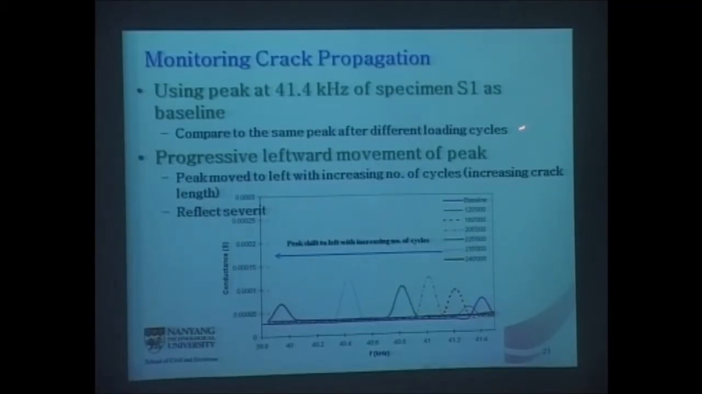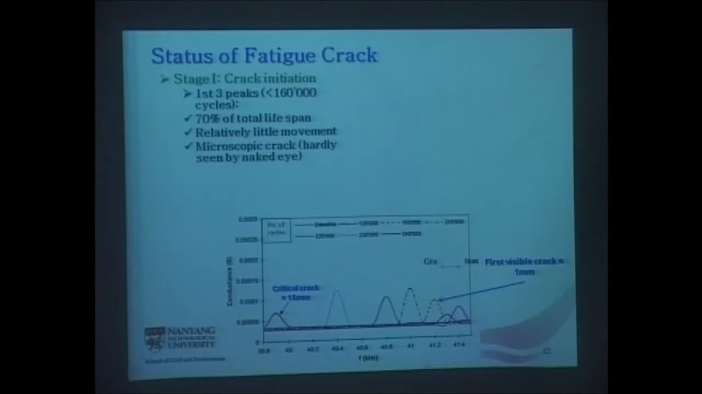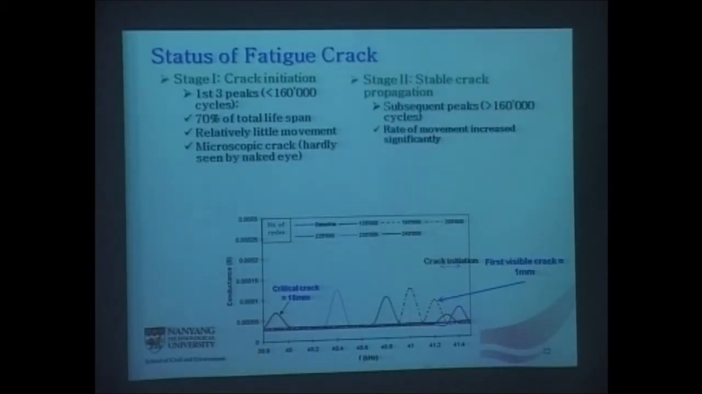All right, and then the initiation 1,000 to the 160,000, right? Slight movement, and the rest will move very fast. And from there we can then see the crack initiations, first 3 peaks. All right, first 3 peaks is 70% of total lifespan. The first is all right. Then the relatively little movement over here, very little movement. Then the second stage, right, up to 160,000. It's a major movement over a short span. Then after that is the critical stage.